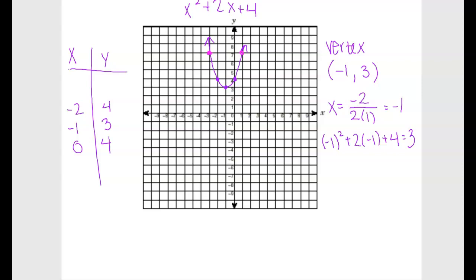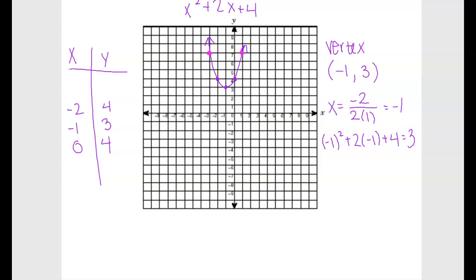So part B says, what do you notice about the x-intercepts? What do you notice about the equation x squared plus 2x plus 4 equals 0? So those are all the same. What does that tell me about the solutions? Well, the equation will never equal 0. It is not factorable. There are no factors of 4 that sum to 2.